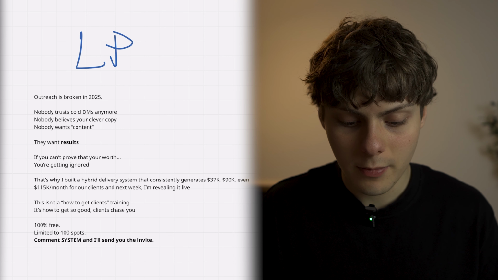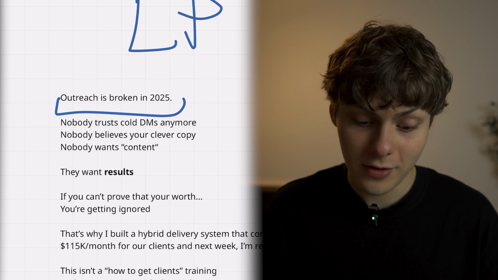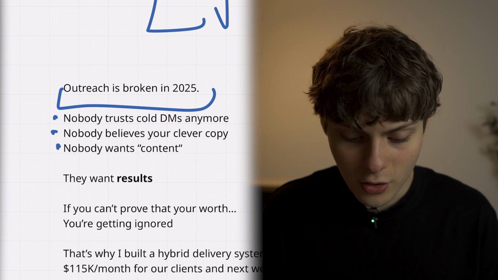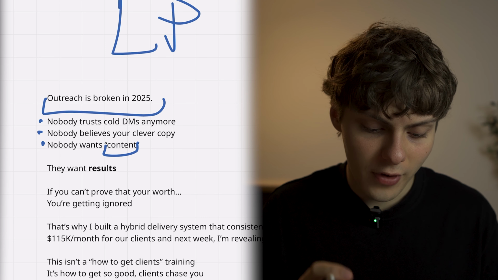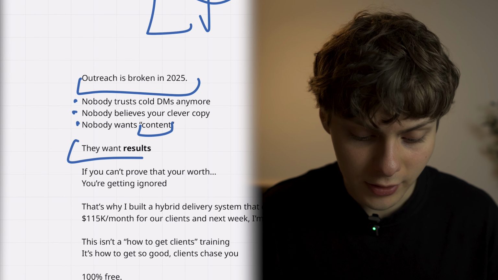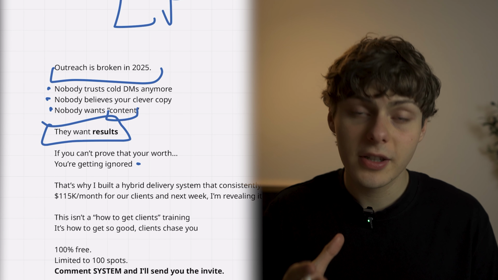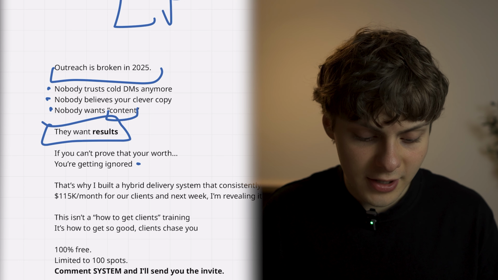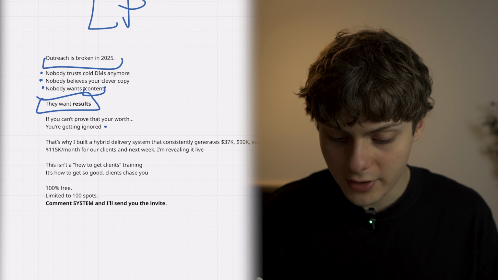So we start with a bold claim or something to generate a lot of contrast. So for example, outreach is broken in 2025. Then we say why. Nobody trusts cold DMs anymore. Nobody believes your clever copy. Nobody wants just content. So this is something very specific for the ICP of the client right here. They want results, right? If you can't prove your worth, you are getting ignored. So another really strong pain point of this ICP, and then we basically say how we can help. This is why I built a hybrid delivery system that consistently generates 37, 90, or even 115K a month for our clients, and next week I am reliving it live.